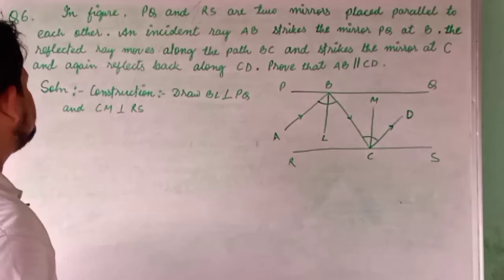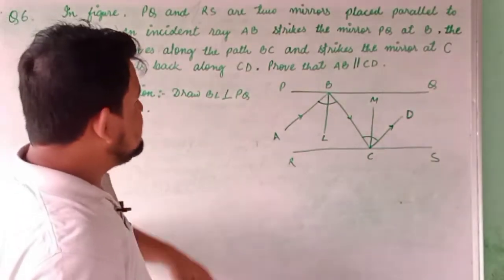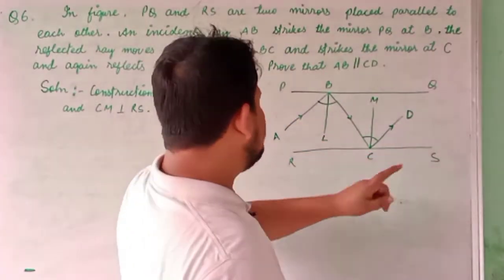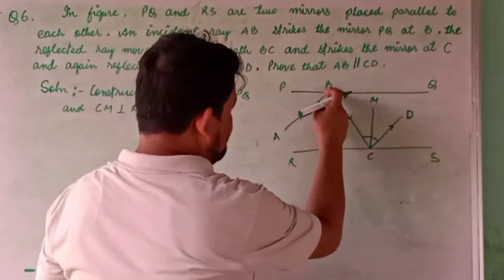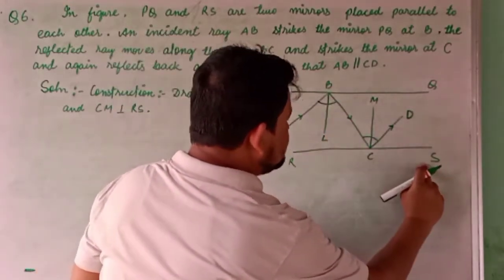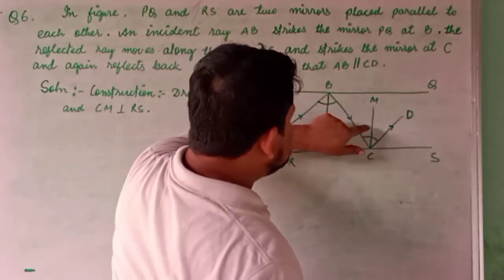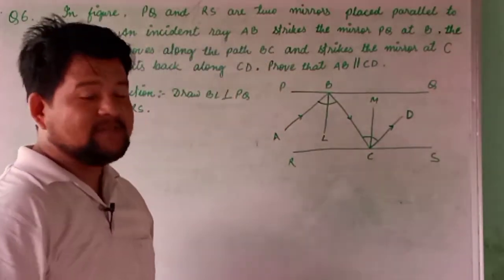CM is also perpendicular to RS I have taken, and it is already given to us that PQ is parallel to RS, am I right? So if PQ is parallel to RS is given to us, and from the PQ line I have drawn one perpendicular, and from the RS line also I have drawn one perpendicular line, that means BL is also parallel to CM, I can say, because PQ is parallel to RS is given to us.